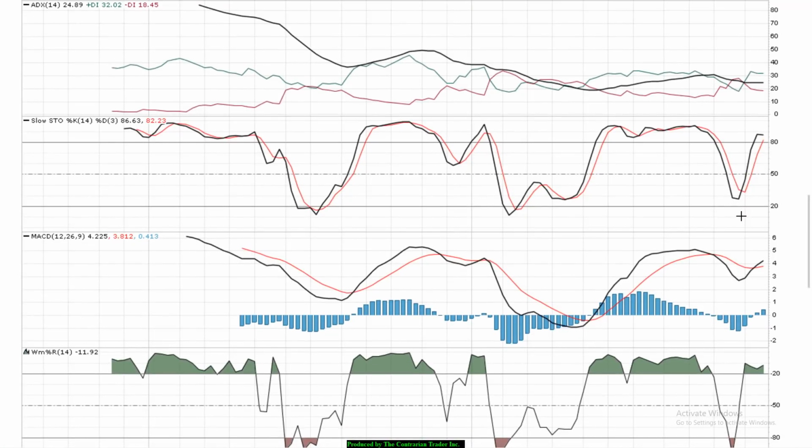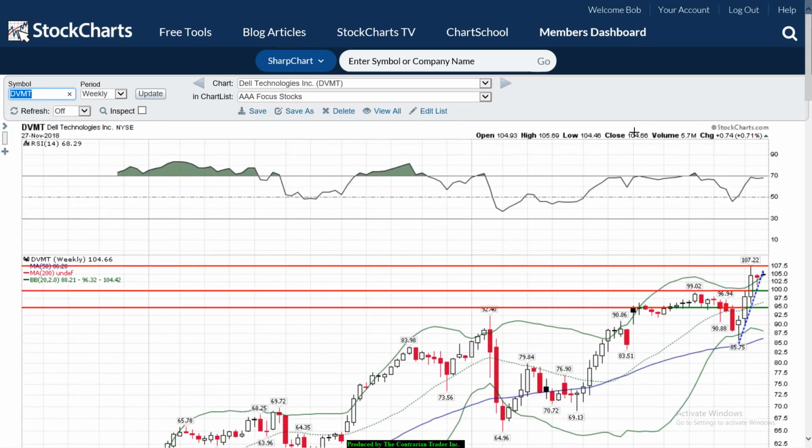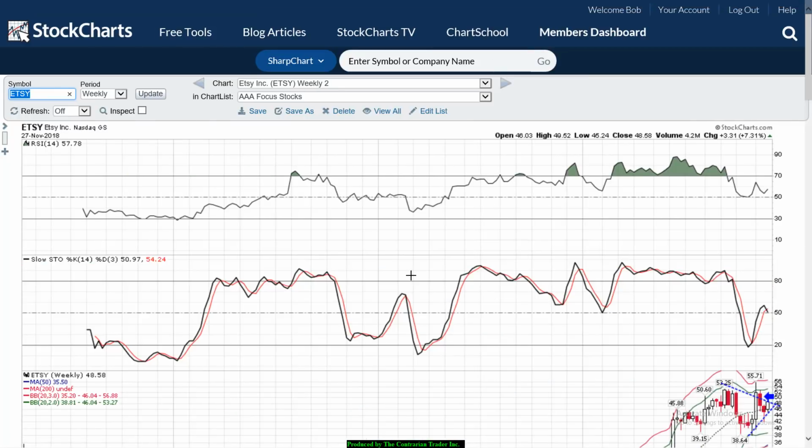So I think that a pullback will be healthy for these shares, and we could quite very well see a continuation rally in the coming weeks. But short term, I'm a little bit bearish, but it's not a short.